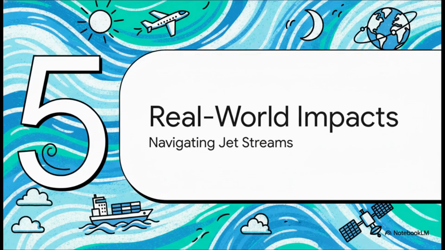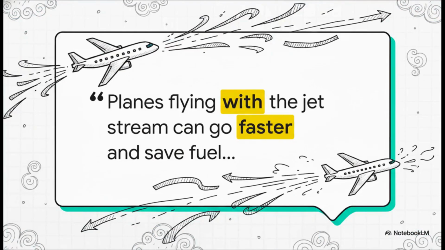And finally, Section 5, Real-World Jet Stream Impacts. Have you ever noticed that a flight from New York to London is significantly faster than the flight back? Well, for commercial aviation, the jet stream is a massive operational asset. Pilots actively chart their long-distance flight paths to ride these high-altitude, 100-mile-per-hour winds. Flying with the stream completely boosts flight speed and maximizes fuel efficiency, saving airlines millions of dollars and cutting down on your travel time. It's literally a built-in tailwind provided by the Earth's weather engine.